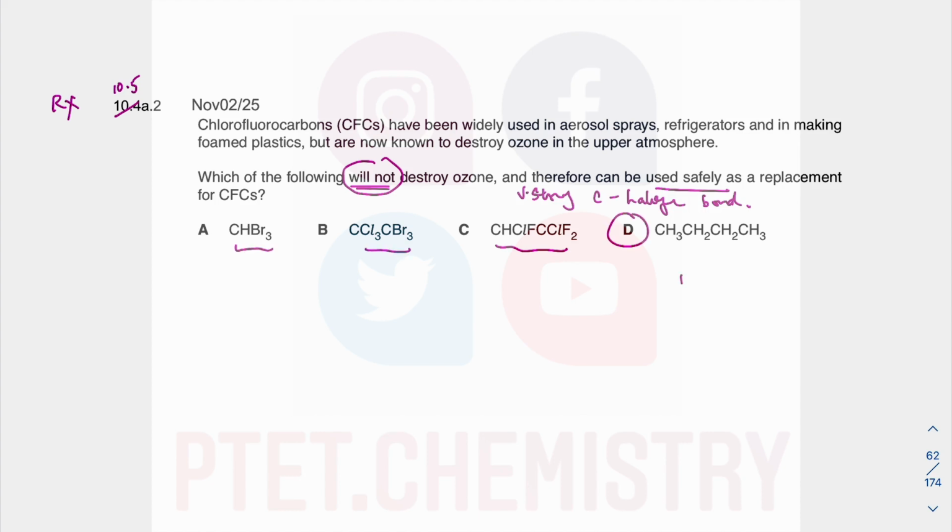In fact, very strong C halogen bond, all of them contains halogen. This is the only one that has no halogen, and they want it as a replacement, right? So despite how strong the CF bond is, can you see you also have CCl, you also have CCl, and you know CBr can break easily as well compared to CCl. So when they break, they can give you free radicals, they can destroy ozone. But this one has no halogen at all. This is a hydrocarbon. This is butane, a 4-carbon alkane, butane, no halogen, is the safest replacement.